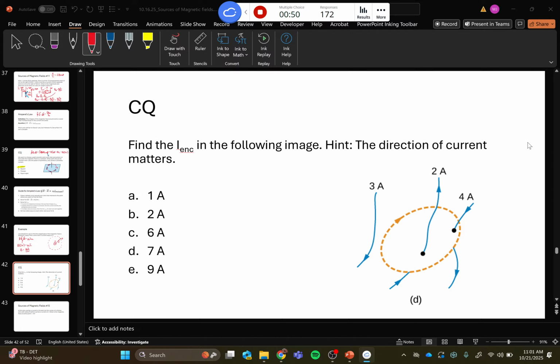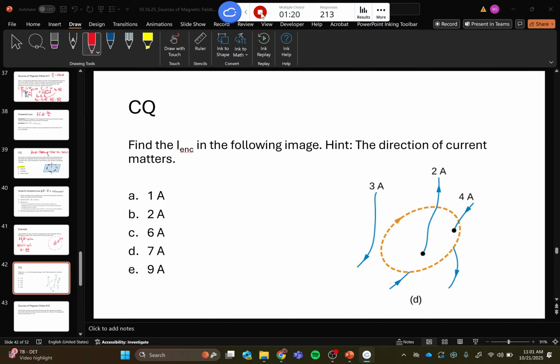Direction matters. There's a hidden plan that says that. All right, 20 seconds. All right, in 5, 4, 3, 2, 1.